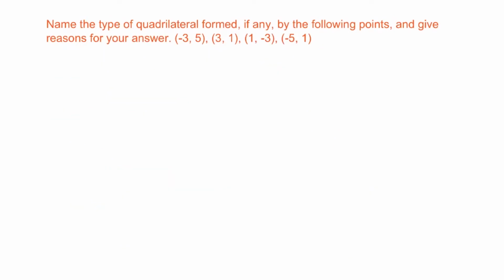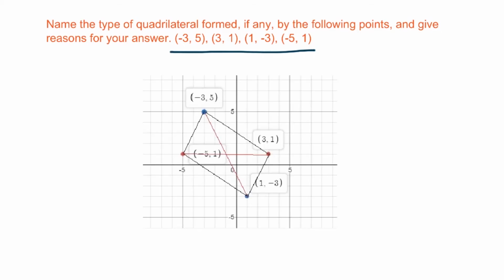Name the type of the quadrilateral formed, if any, by the following points and give the reasons for your answer. So we need to find which type of quadrilateral will be formed by using these points. Let us see the quadrilateral on the graph using these vertices, how it will look. So this is the quadrilateral formed using these points: minus 3 comma 5, 3 comma 1, minus 1 comma minus 3 and minus 5 and 1. It is looking like a parallelogram or rectangle; we have to find which.